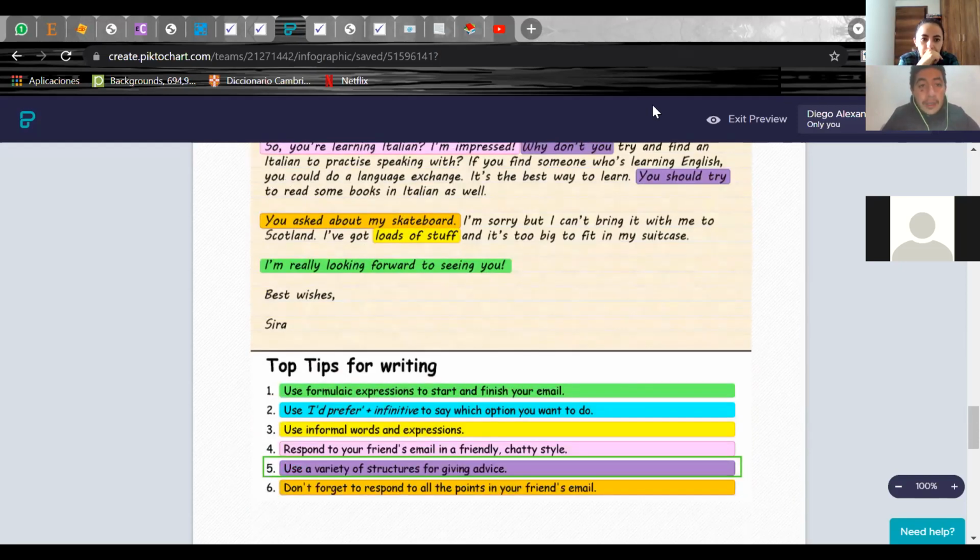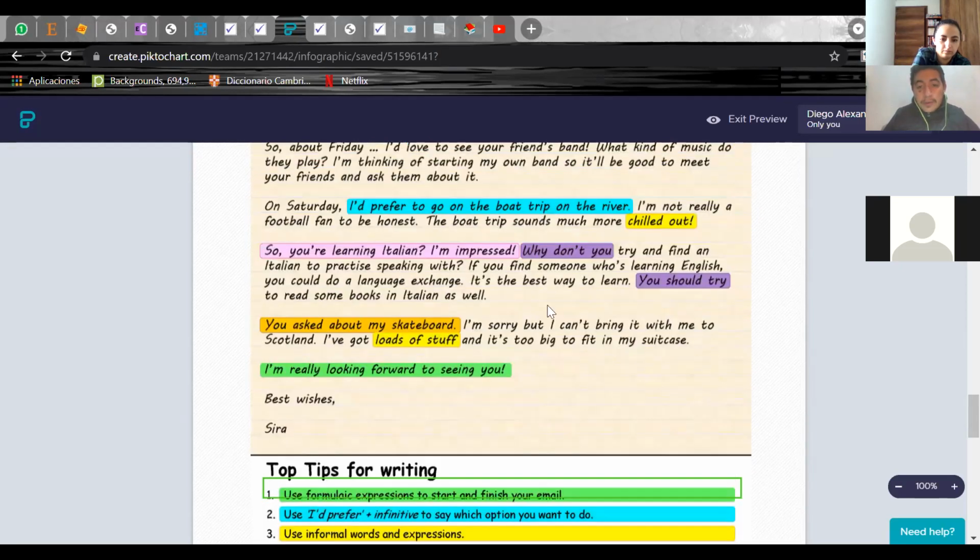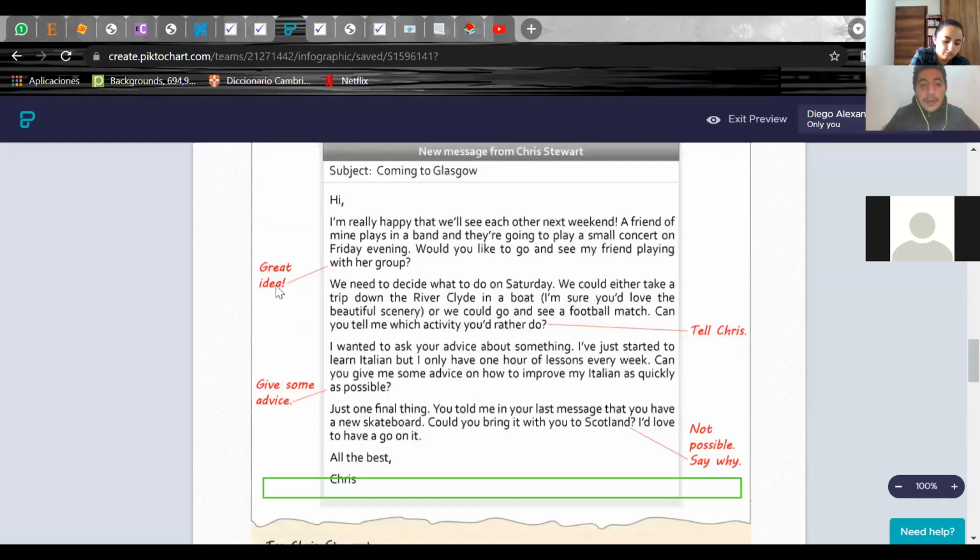And now we're going to see the last one that says, don't forget to respond to all the points in your friend's email. So this is really important because we need to focus on these words in red. For example, great idea and these questions. So, would you like to go and see my friend playing with her group? We need to respond to all the questions in this case because that is important.